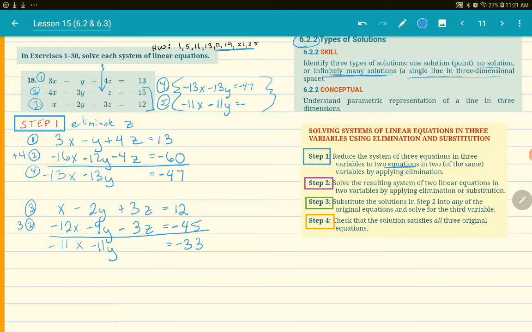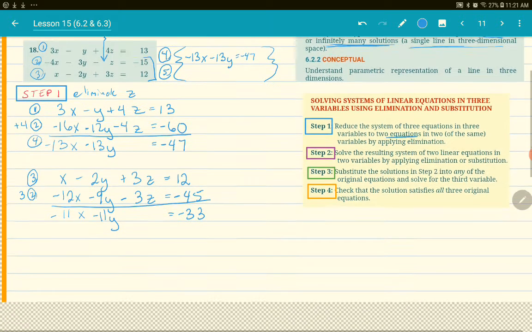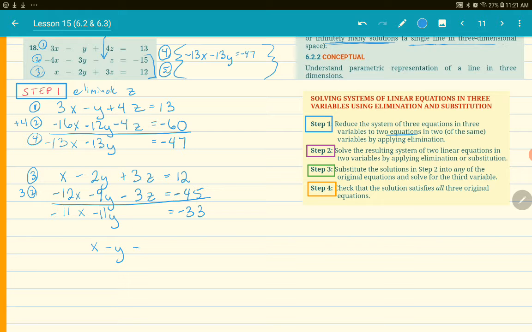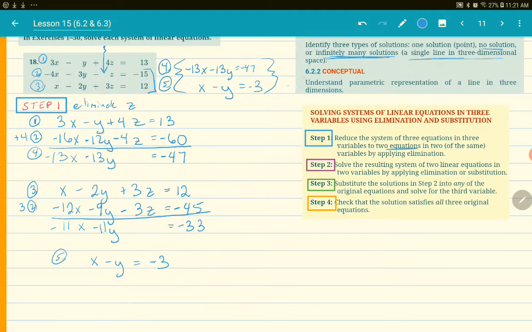Actually, you know what I'm going to do with that one? Since 33 is a multiple of 11, that one I'm going to reduce because, again, I like to keep my numbers small. So I can write an equivalent equation by dividing this entire thing by negative 11, and I get x minus y equals negative 3. So that's a little prettier equation. I like smaller numbers. All right, so that's my equation 5. So I have a new system. So step 1 is done.